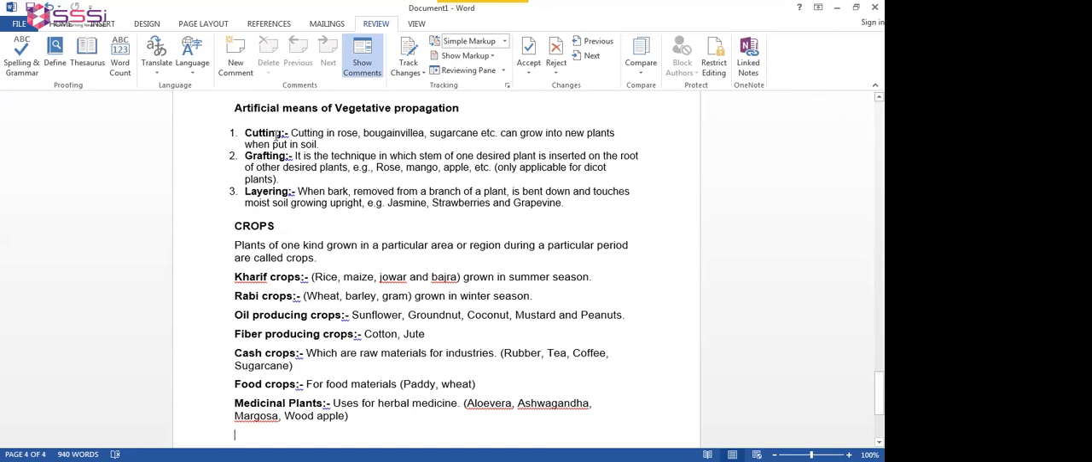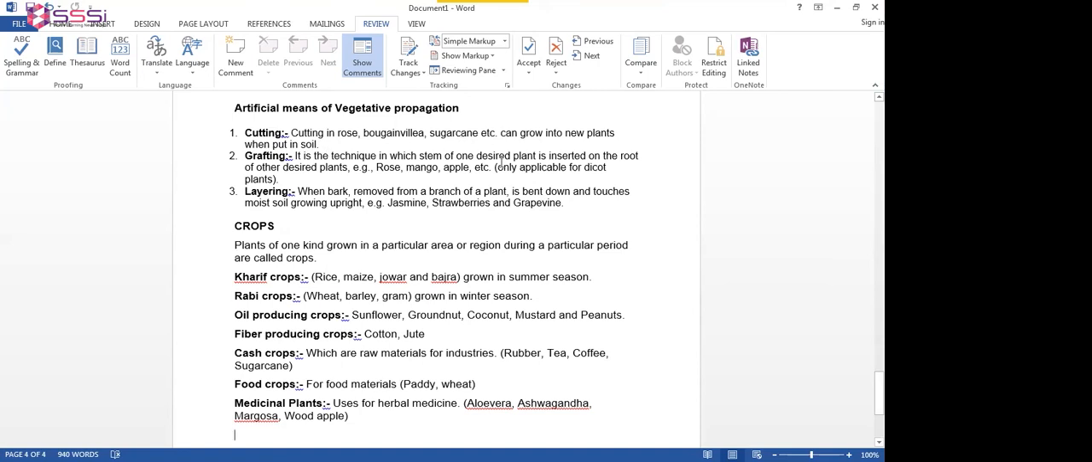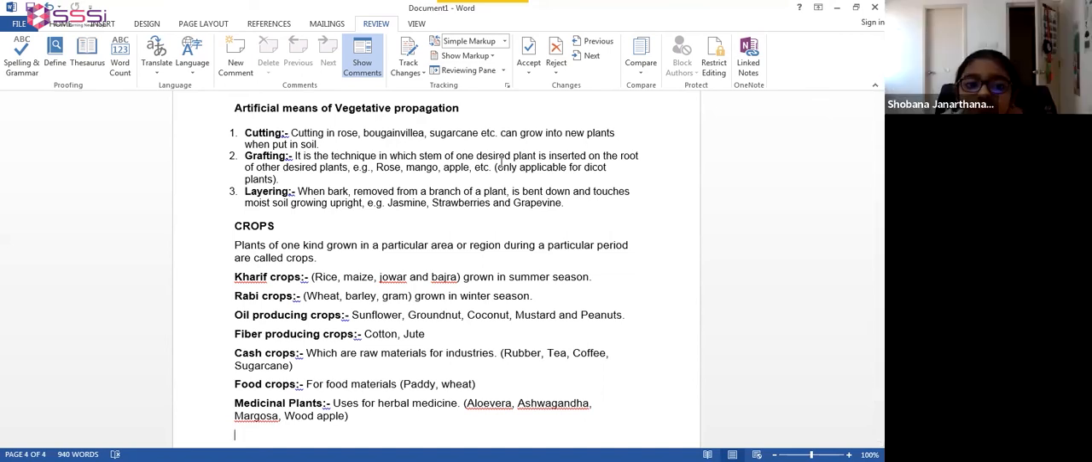So first method is cutting. Like cutting in rose, bougainvillea, and sugarcane, etc., can grow into new plants when put in soil, right? Okay, so ma'am, rose, sugarcane, they all grow up when we put a part of the plant inside water, inside soil, right? So next is grafting.